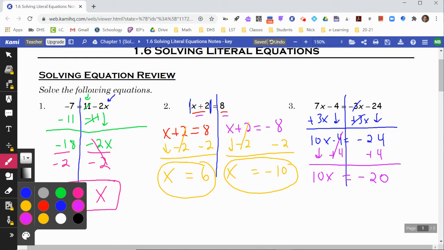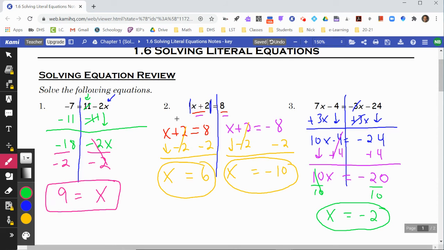All right, and now we're one step away from getting x by itself. Since I have 10x, what is that inverse operation to get x by itself? That's right, the inverse operation is division, or dividing by 10. I have to divide this side by 10, and I have to divide the other side by 10. So now we get x is equal to -2. -20 divided by 10 is -2. Perfect, so hopefully that little review got your minds going with math.